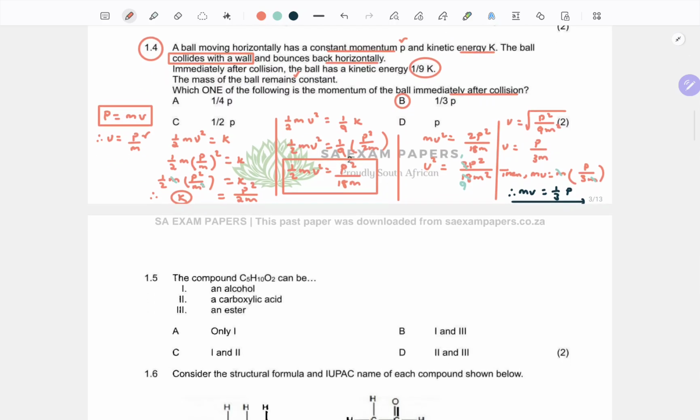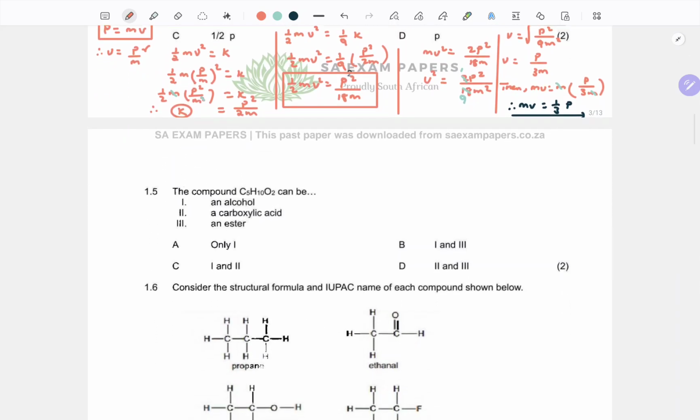Okay, so we are fine with B for 1.4. Now the compound C5H10O2 can be, now remember, this is the general formula CnH2nO2, essentially.